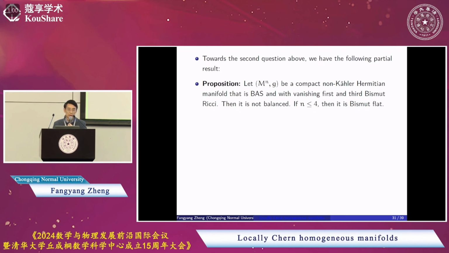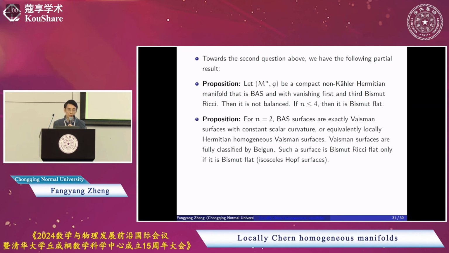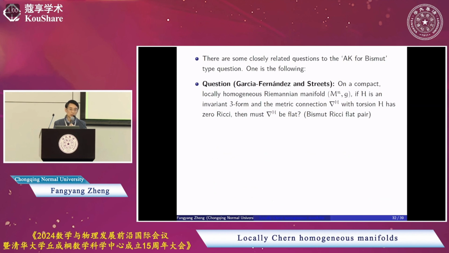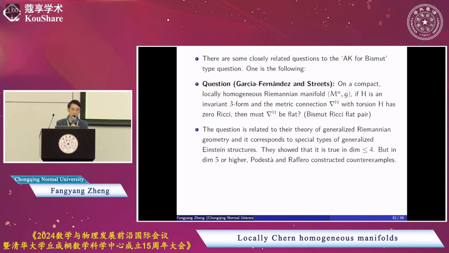For the AK theorem, what we can show is that in complex dimension less than or equal to 4, if it's Bismuth Ricci flat, then it will be Bismuth flat, assuming Bismuth Ambrose-Singer. There are related questions like this Garcia Fernandez streets conjecture, which was recently disproved by Podesta.